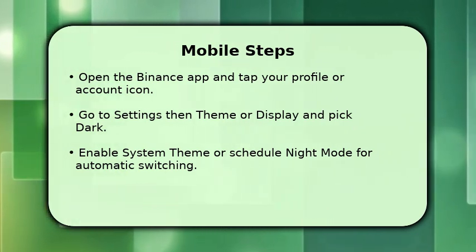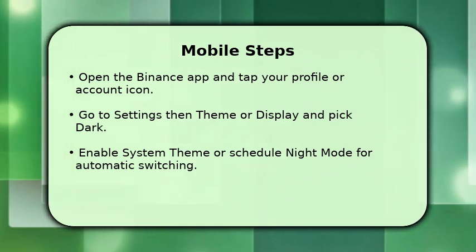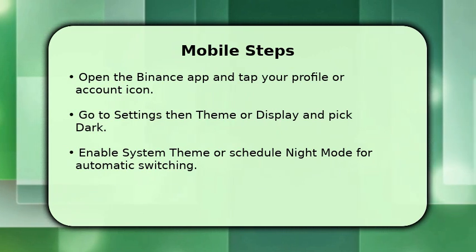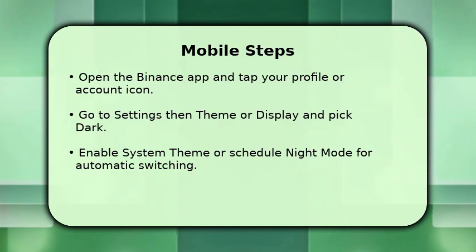You can toggle system theme to follow your phone settings or schedule night mode if available. Update the app if theme options are missing, and restart the app after changing the setting to ensure full coverage.